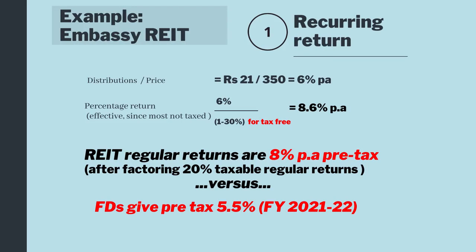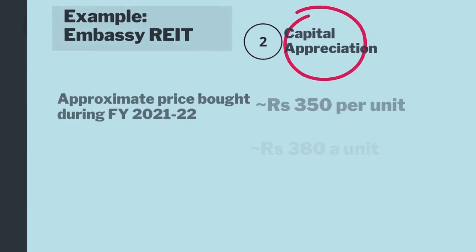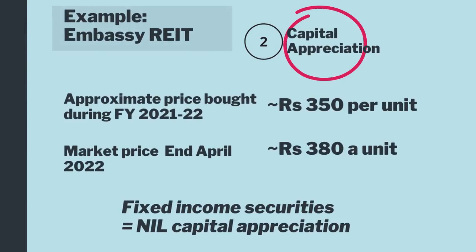The second part is just as equally interesting and useful. So the capital appreciation here, if you bought it at 350, at the end of April 2020 the price was 380 rupees approximately. In case of fixed income securities, you cannot see the capital appreciation at all.